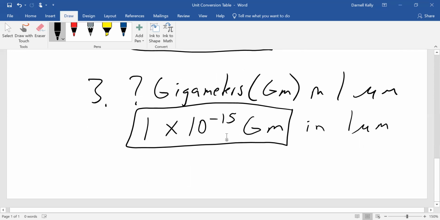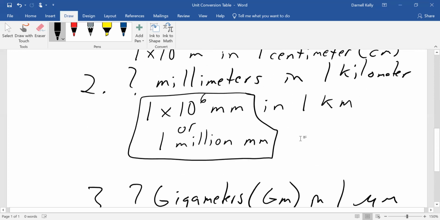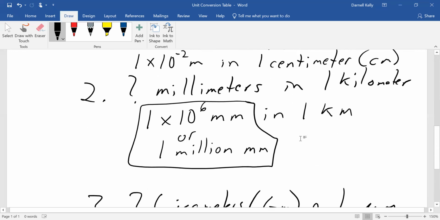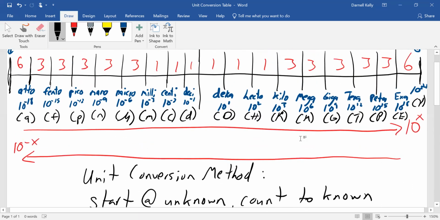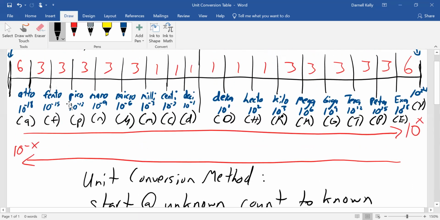So, any questions on how we use this chart to convert from right to left, left to right? Okay, I will pause here.